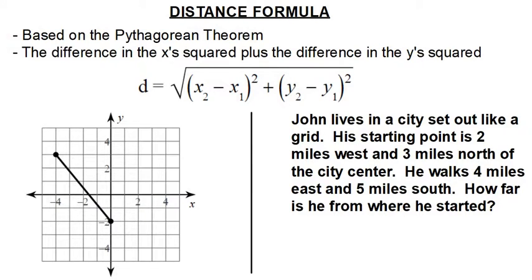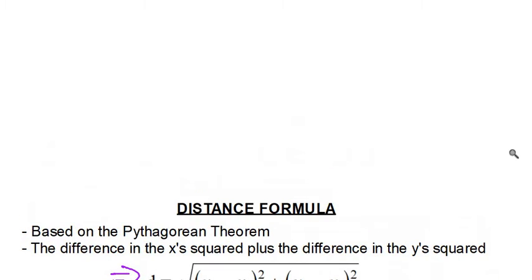The other formula that goes closely with the midpoint formula would be the distance formula, and it's written right there. D equals the square root of x2 minus x1 squared plus y2 minus y1 squared. And where that comes from, it's based on the Pythagorean theorem. So before we do some examples, let me just show you.